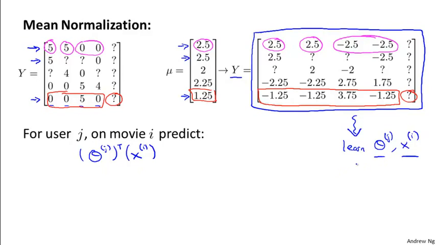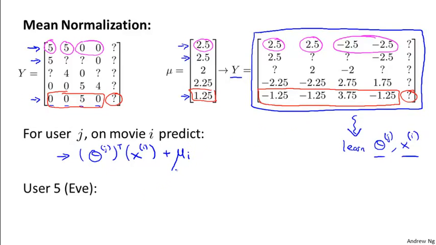But because in the data set I had subtracted off the means, in order to make a prediction on movie i, I'm going to need to add back in the mean, and so I'm going to add back in mu i. And so that's going to be my prediction, where in my training data I subtracted off all the means, and so when I make predictions I need to add back in these means mu i for movie i.